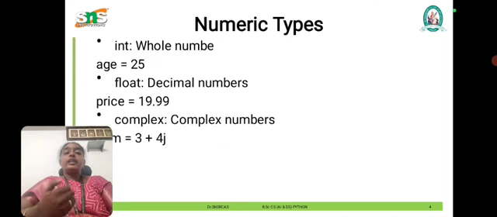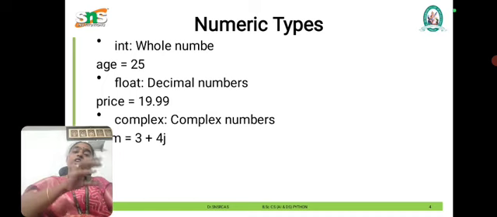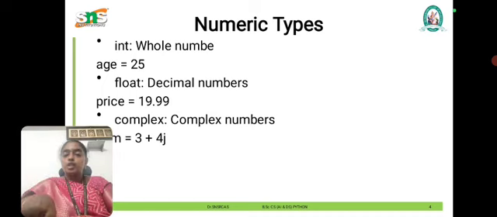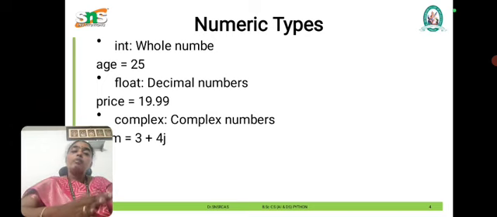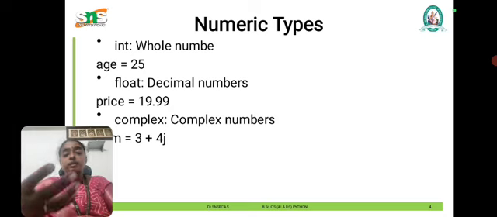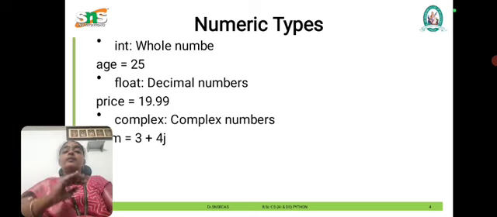The second data type is numeric types. These three we already discussed: integer, float, and complex. Integer is a whole number, for example age equal to 25; the whole number 25 is assigned to age. Float is a number with a decimal point followed by a fractional part. And complex is, for example, m equal to 3 plus 4j, a complex number representation.